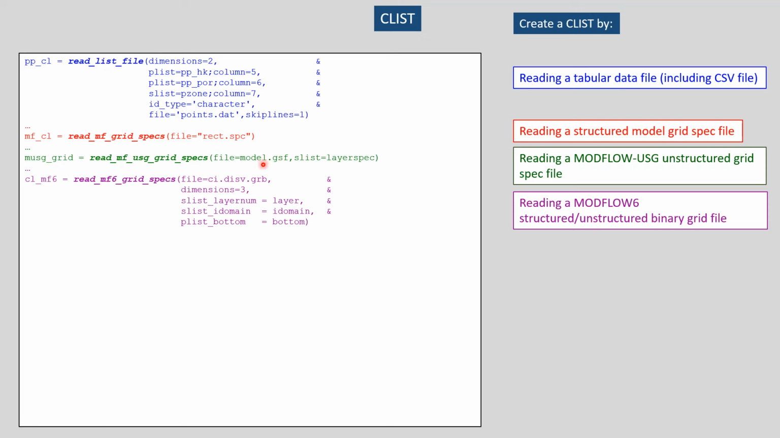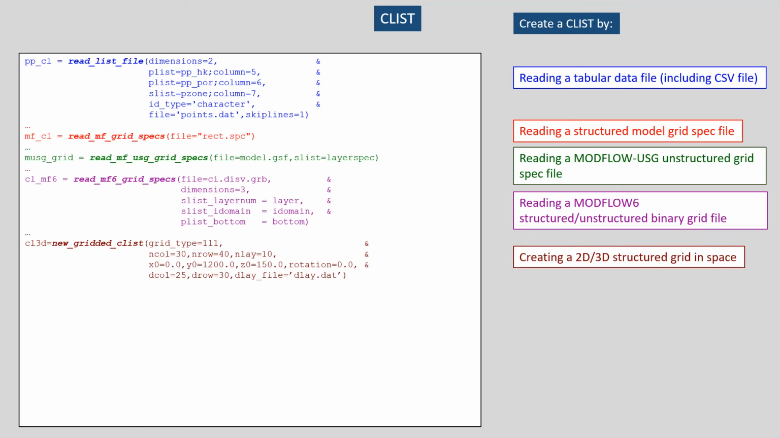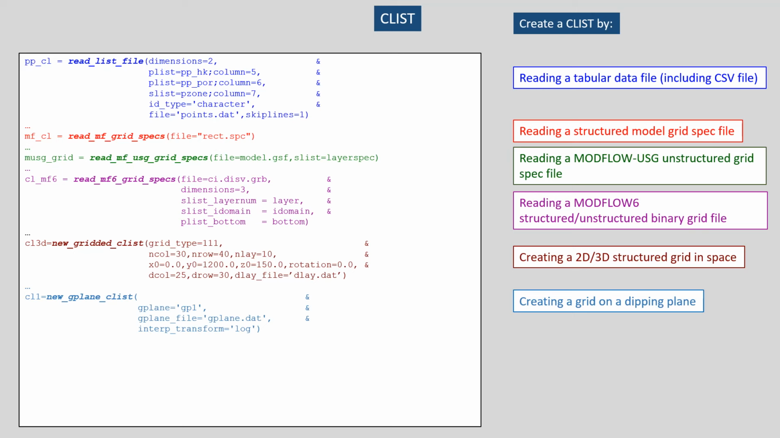Now, if a CList is created using any of these functions, then the relationship between the CList and the ModFlow grid specifications is pretty intimate, and this can be used to advantage later when writing input files for these types of models. Using PLPROC, you can create a three-dimensional or two-dimensional structured grid just in PLPROC space, and that can be the basis for creation of a CList.